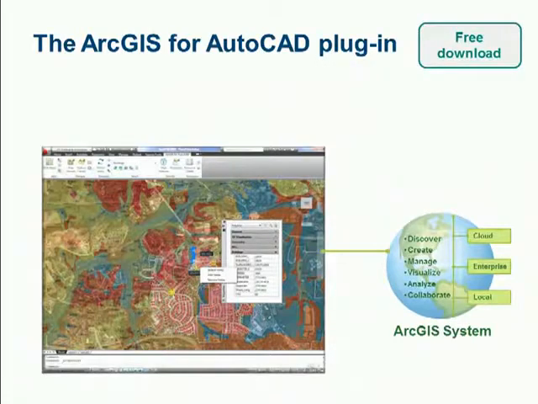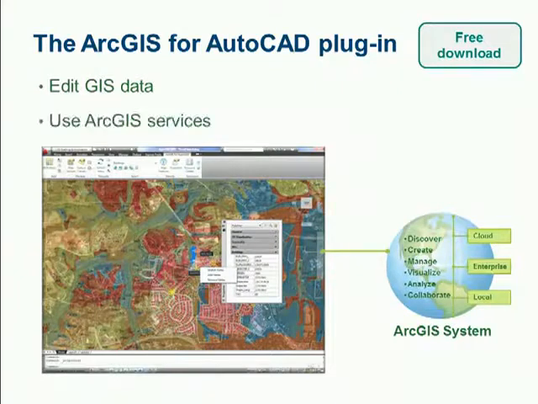ArcGIS for AutoCAD is a free software application that you download from Esri.com and then install on top of AutoCAD to provide interoperability between AutoCAD and ArcGIS. This plugin really does 2 main things. It allows you to create and edit ArcGIS data inside AutoCAD DWG files. It also allows you to connect to and use ArcGIS for server services.